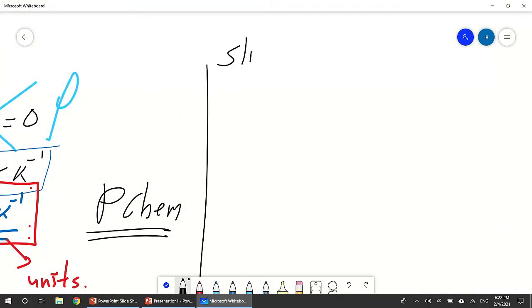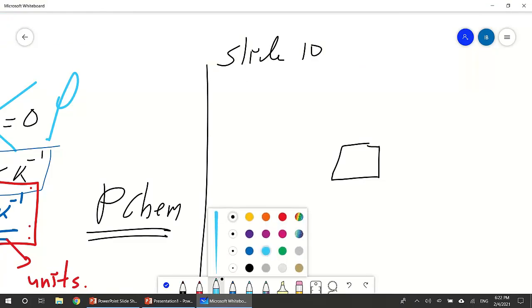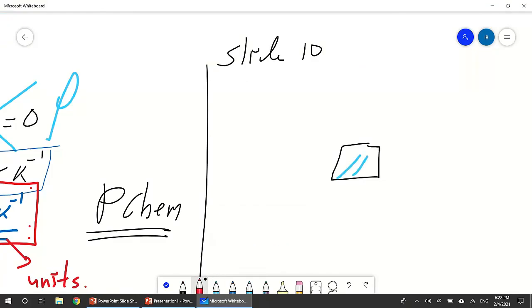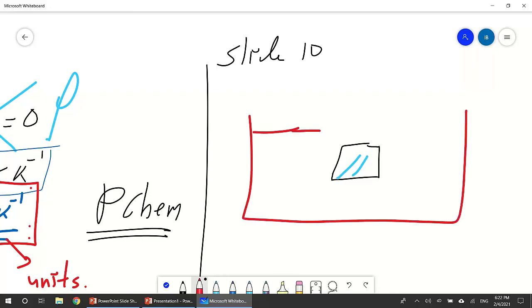This is slide 10. Yes, it is. And I like to draw a schematic of everything. So this is the cube of ice, okay, my friends. And we put this in water. So this is your water. You can use color or whatever. So this is the ice and this is the water.